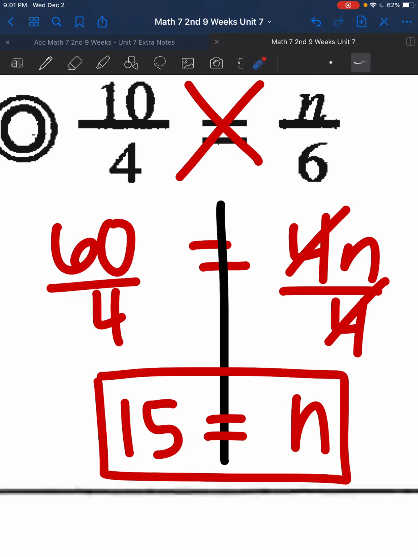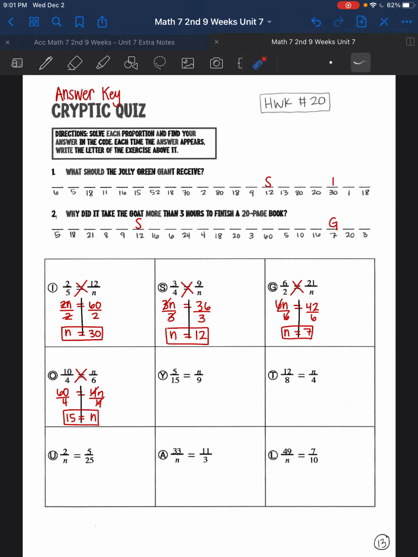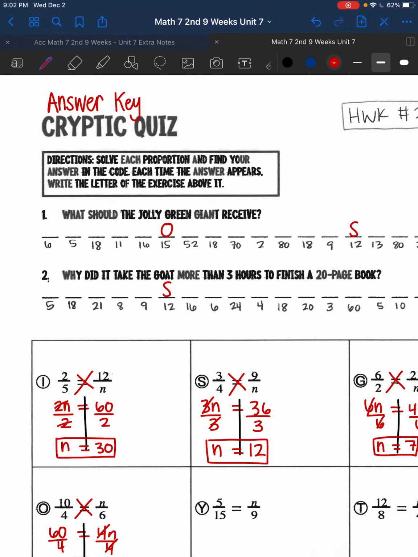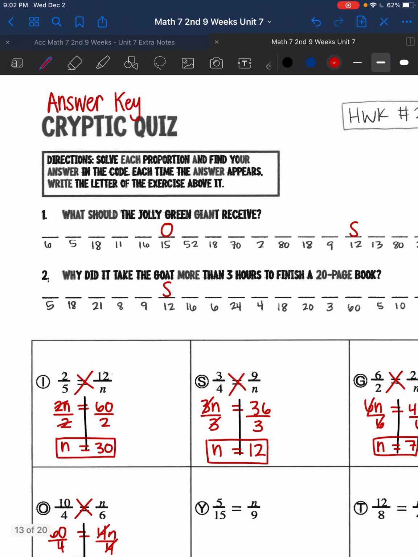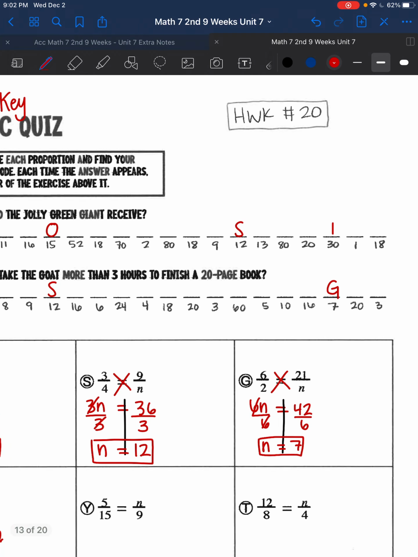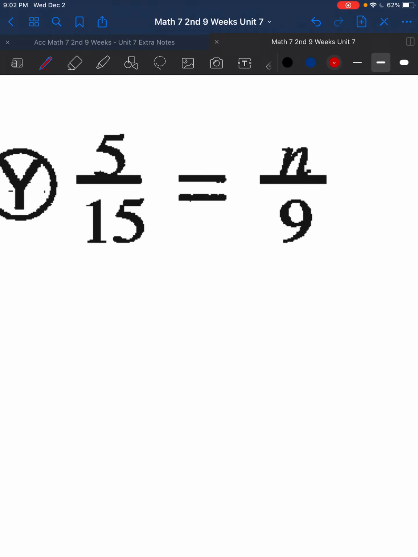Now that's the same thing as writing n equals 15. So if you write it that way, that's perfectly fine too. You have the same answer. So every time I see a 15, I'm going to write O. So I see one right here. That's the only one I see in that top row. In the bottom row, do I see any 15s? I do not. Okay, moving on to Y.